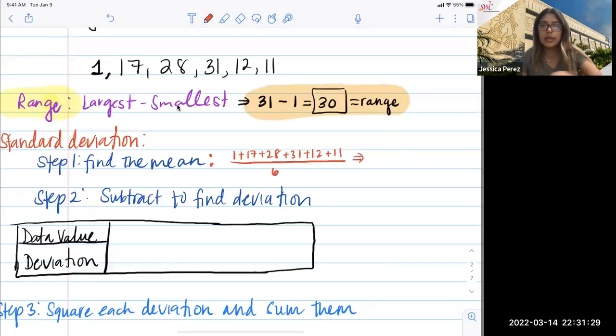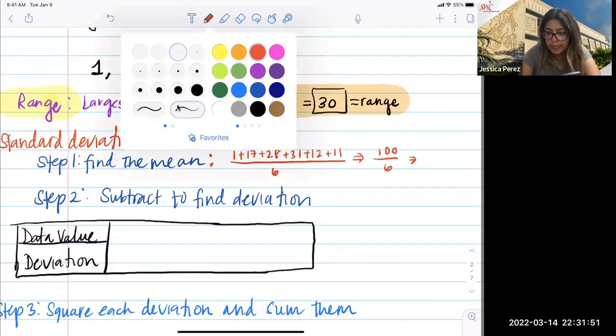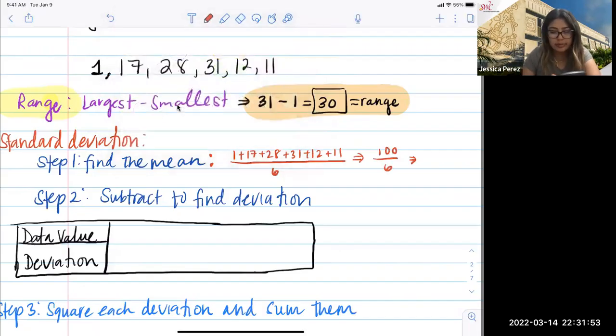So let's go ahead and calculate that using your calculator. We're going to find the mean. So I have 1 plus 17 plus 28 plus 31 plus 12 plus 11. And it looks like it's 100, nice number, divided by 6. If I get 100 divided by 6, I get roughly 16.667, so I'm going to round that to 16.67. So this is my mean. It's okay if it's not a pretty number.